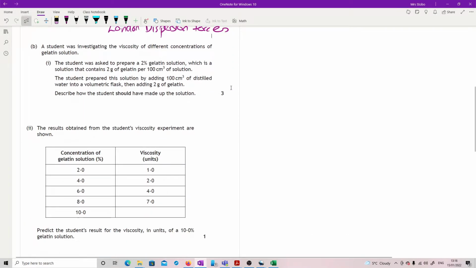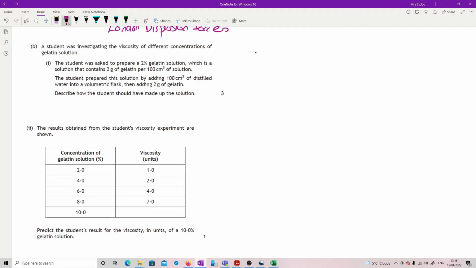A student was investigating viscosity of different concentrations of gelatin. They were asked to prepare a 2% gelatin solution, 2 grams of gelatin per 100 centimeters cubed of water. The student prepared this solution by adding 100 centimeters cubed of distilled water into a volumetric flask, then adding the 2 grams. So they got it wrong. Describe how the student should have made up the solution.